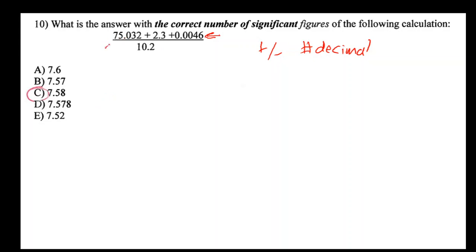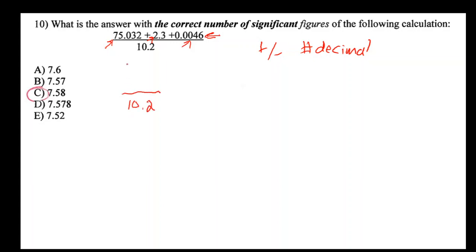So if we look here, this number has 3 decimal places, this one has just 1, and this one has 4. So then that means we'll just add these together, and since this one only has 1 decimal place, the new number can only therefore also have 1 decimal place. So what would that be, Grace?